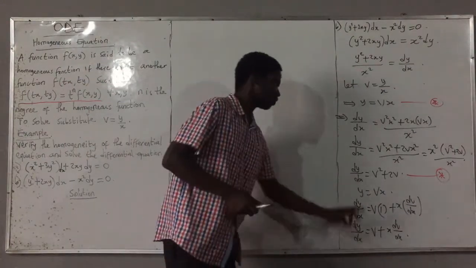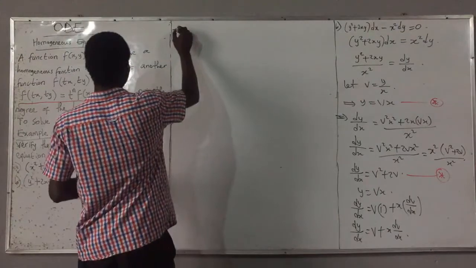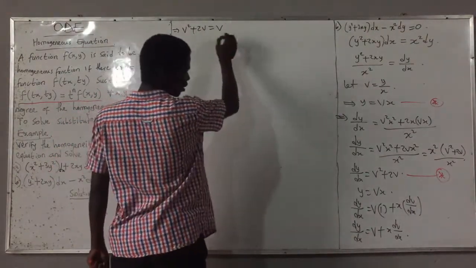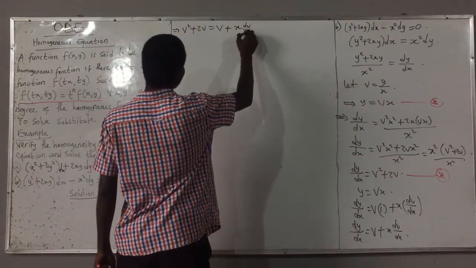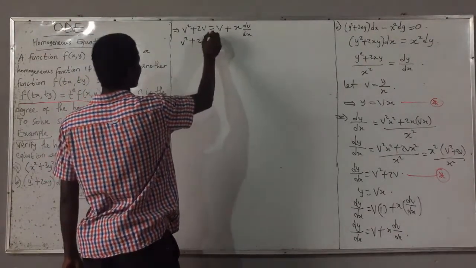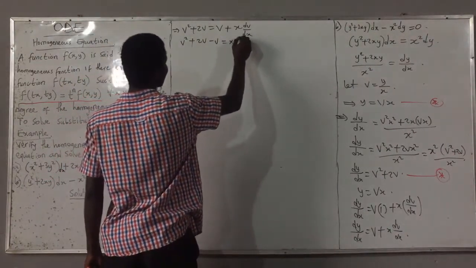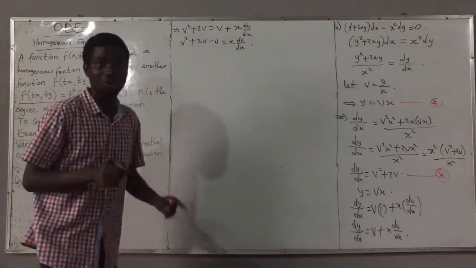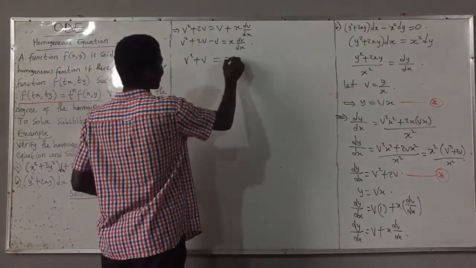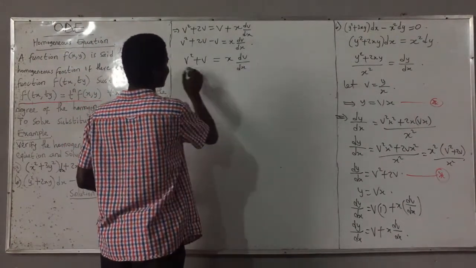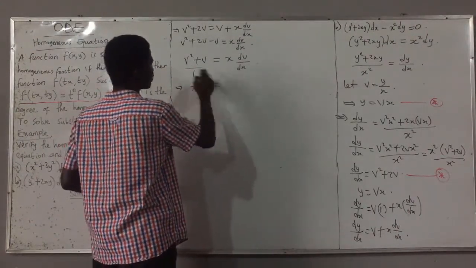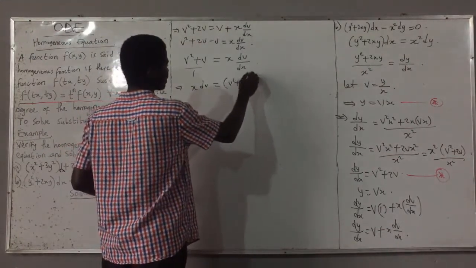I have the dy/dx here is v squared plus 2v, equal to the dy/dx of that one, which is v plus x dv/dx. Bring this v to the other side, you have v squared plus 2v minus v equal x dv/dx. That is what you are going to have. Now this is v squared plus v is equal to x dv/dx. Now this is over 1, cross multiply. You will be having 1 times this is x dv equal v squared plus v dx.